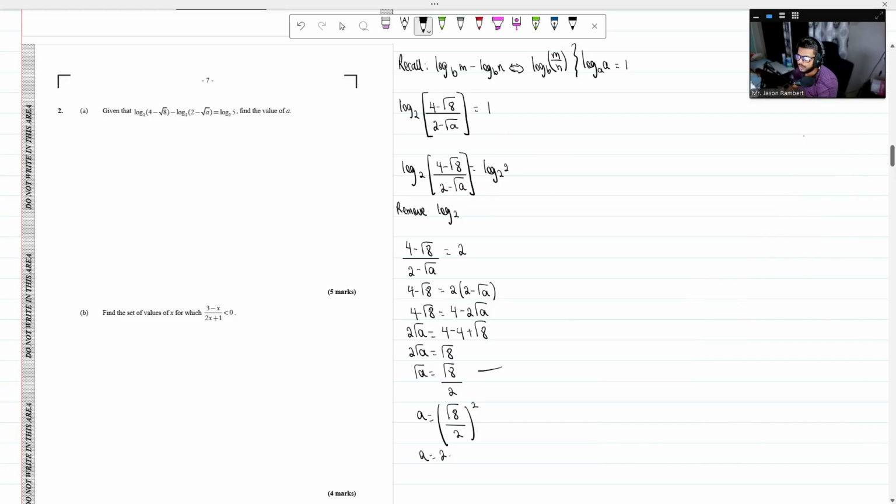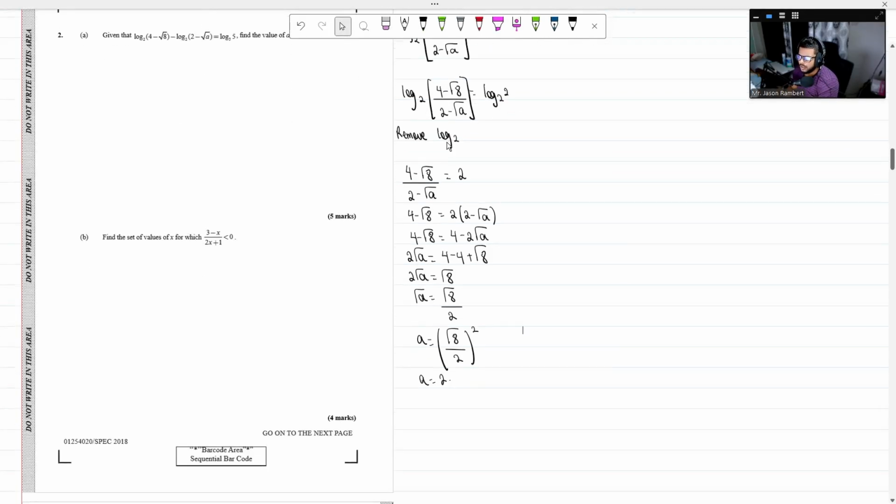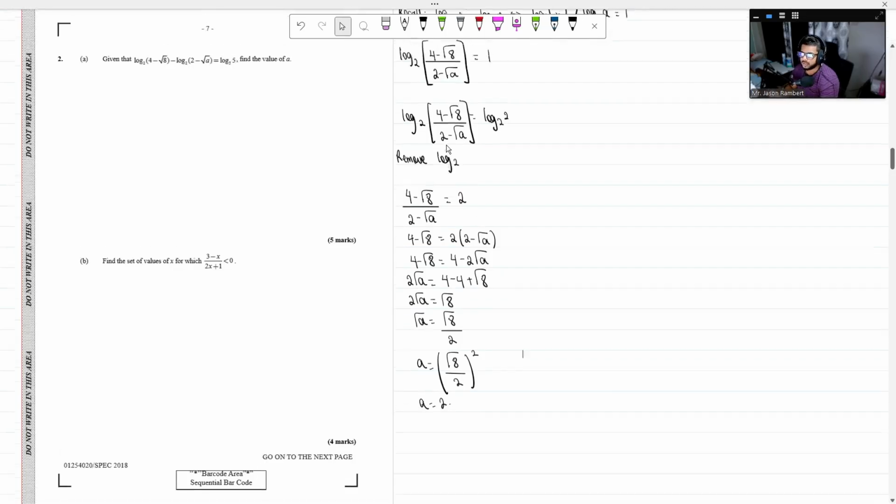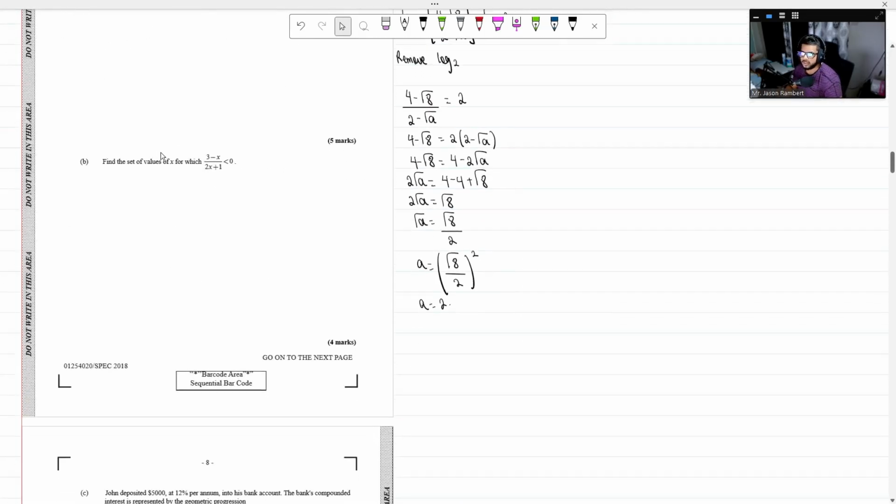Another way we could have done this is by breaking down root 8 as root 2 times root 4. Root 4 is 2, so I'll get 2 root 2 over 2 is equal to root a. Bam, bam. Root a is root 2, a is 2. Get the exact same result. So a very, very similar question to the discriminant question in part B.